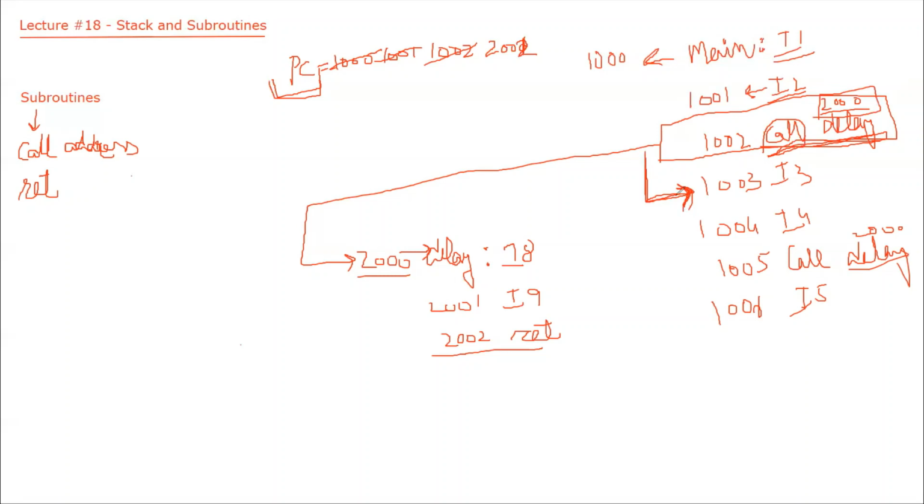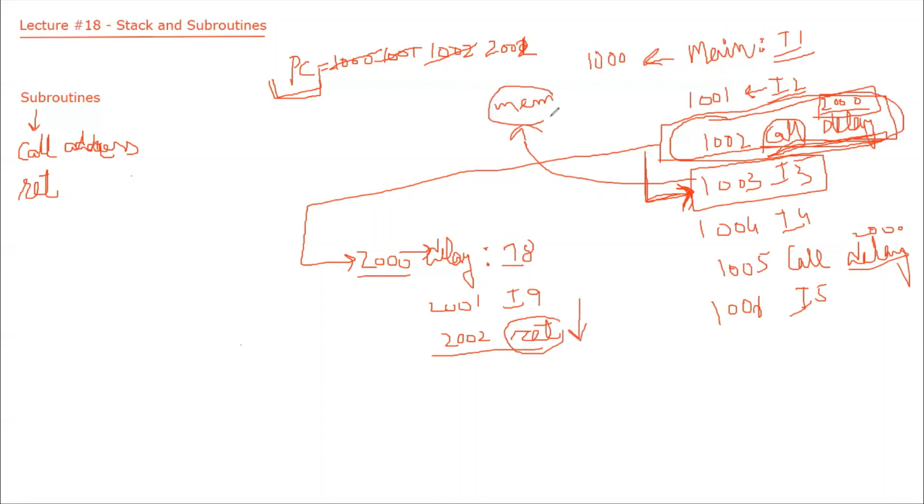So that means whenever we are making a call, we have to store this address, called the return address, somewhere in memory. We have to store it in memory. And when our return instruction is executed, we will go to the memory, get this return address from that memory, and put it in program counter. Then our program counter will start executing from this location, 1003.